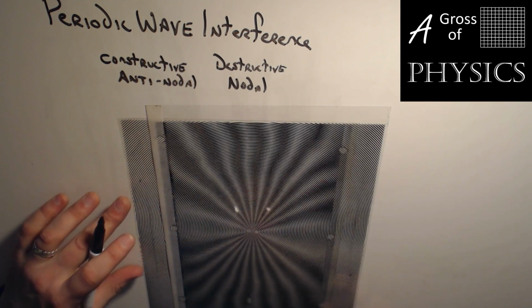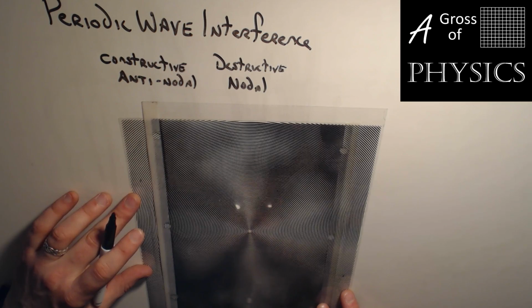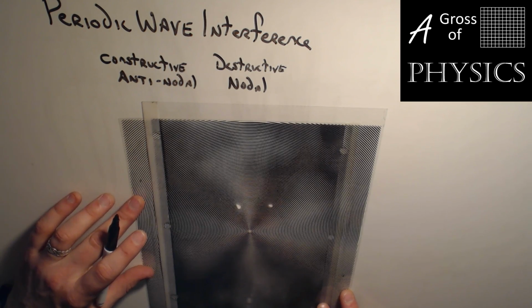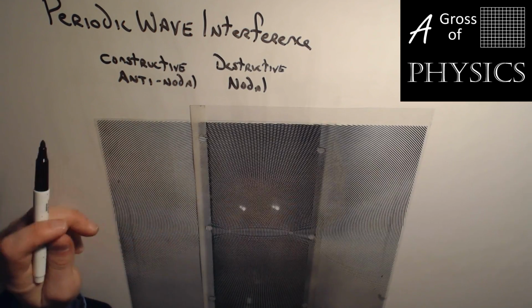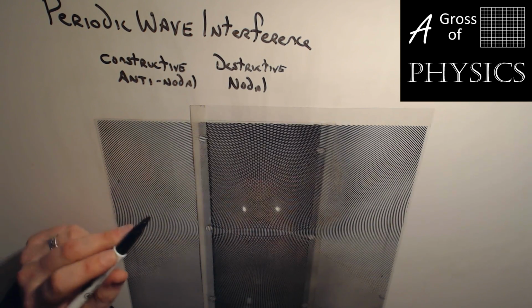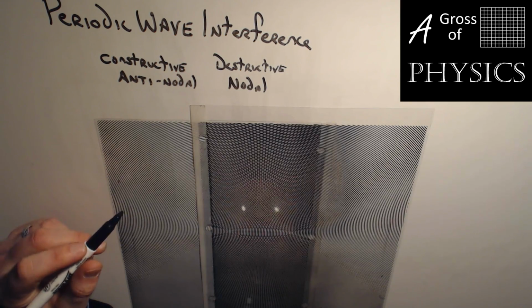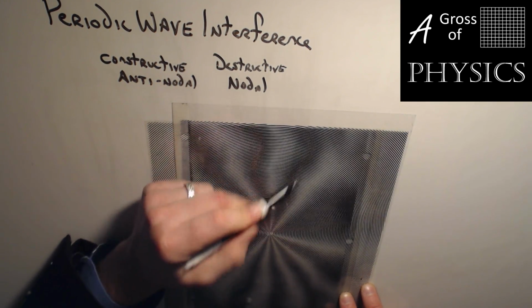So that is a periodic wave situation. If we keep the speakers really close together, we're going to have big areas of constructive and destructive interference. And if we separate them, the pattern will change and be much smaller. Constructive interference is antinodal, and destructive interference is called nodal. And these lines are spread out from the sources.